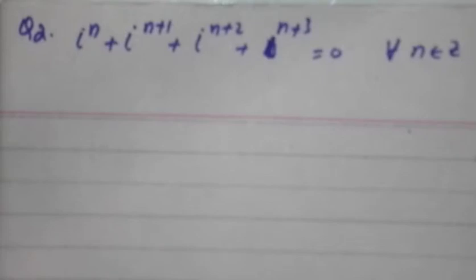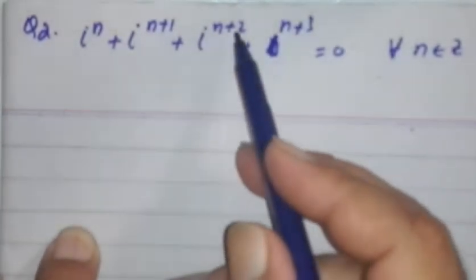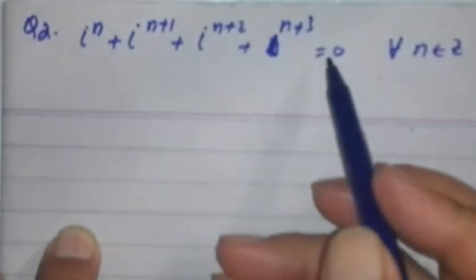Today we are going to solve question number 2 of the review exercise: iota power n plus iota power n plus 1 plus iota power n plus 2 plus iota power n plus 3 equals 0. For this, let us recall that iota is equal to iota, and iota square equals minus 1.